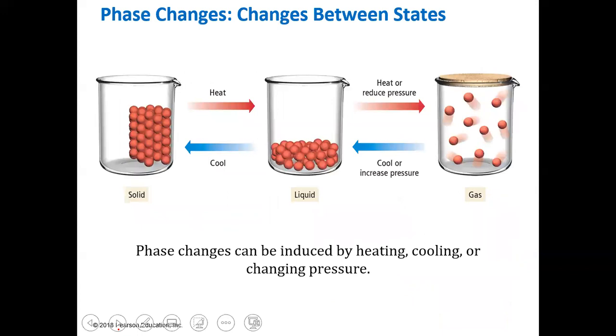All right, so towards the end of this chapter, we'll talk about phase changes between our three states of matter, and what those are called scientifically. But you know that you can change the phase of matter by heating or cooling it. You could also change it by changing the pressure, okay? So we will look at those interconversions later in this chapter.